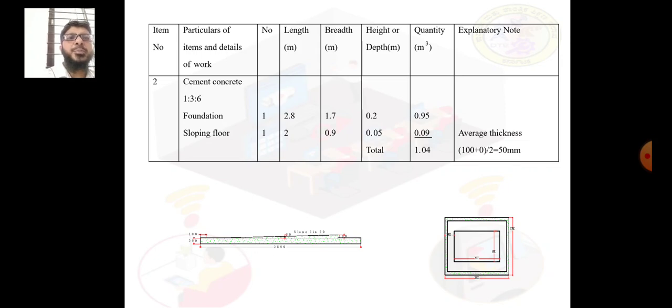Then come to the sloping portion. So one, inside length is 2 meter and width is 0.9 meter inside, and its height, means at one end it is 0 and at one end it is 100 mm. So its mean height is 0.05 meter. Average thickness, that is in the explanatory note it is given 100 plus 0 divided by 2, that is 50 mm. So if you multiply, then you will get a quantity of 0.09. So total we get 1.04 meter cube of cement concrete.